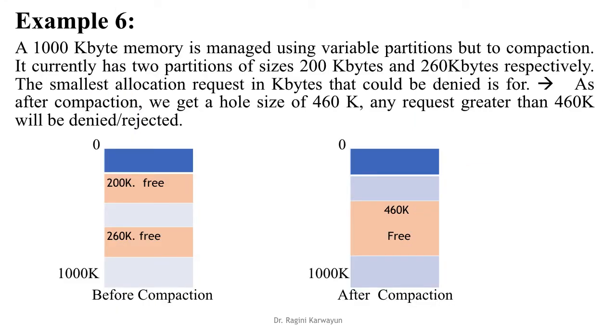The next example: here we have a 1000K byte memory which is using variable partitions and compaction too. It has two holes of size 200 and 260 kilobytes respectively, and the question asks for the smallest allocation request in kilobytes that could be denied. Now, denied matlab when we use compaction, these two holes of 200K and 260K will be compacted and we will have a big hole of 460K free. So any process less than or equal to 460K can be accommodated here, but this system will reject any process of size greater than 460K.